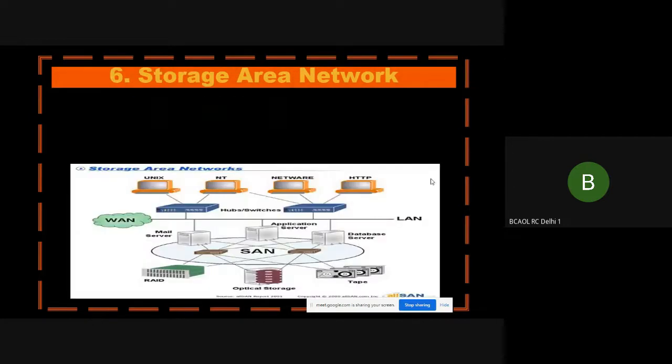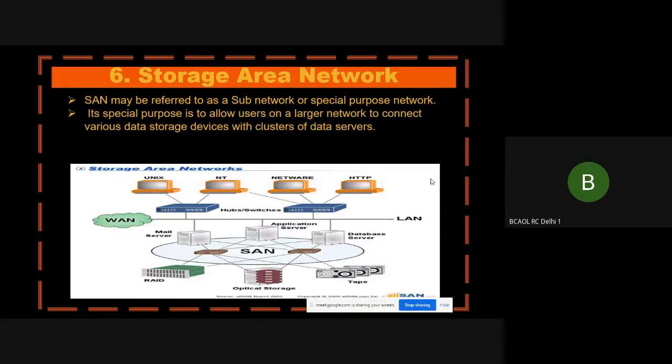Then we talked about storage area network. A SAN may be referred to as a sub network or special purpose network. Its special purpose is to allow users on a larger network to connect various data storage devices with clusters of data servers. Just like a cloud, what does a cloud do? It is providing you storage for your data.